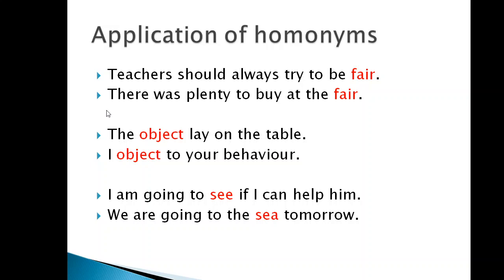Okay, let's look at this example that follows. The object lay on the table. I object to your behavior. Now this object refers to a thing, something. And now this second object, I object to your behavior, means that I refuse to the way you are behaving. I'm not agreeing with the way you are behaving.